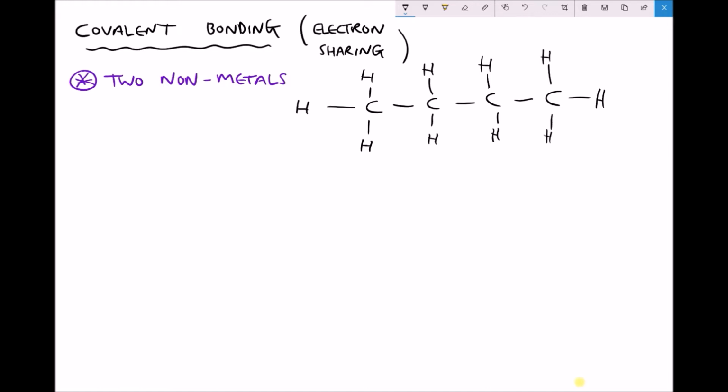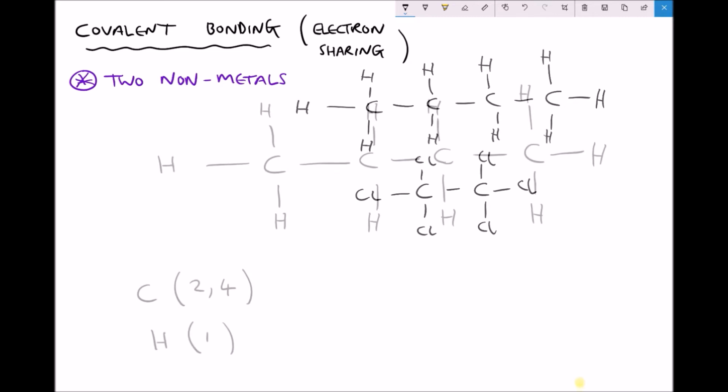We can get variants on this. It might be carbon atoms with, say, chlorine atoms. But what we see here is 2 non-metals bonded together. Now we already know that the likelihood is that's going to be covalent bonding, so let's examine this a little bit more closely.